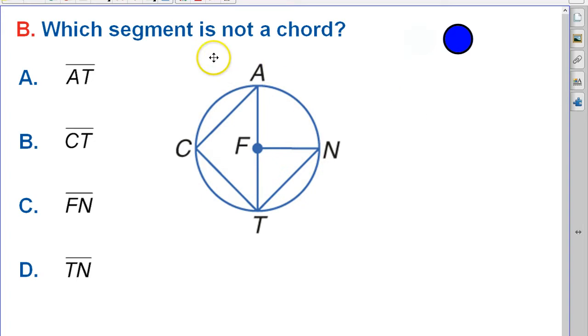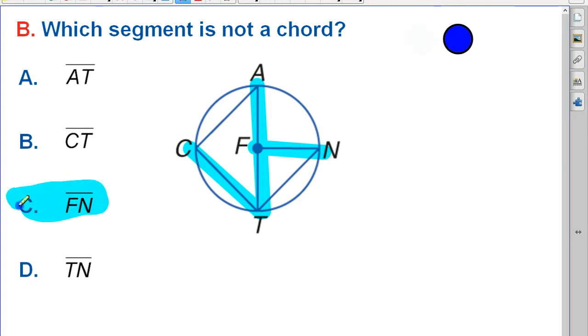Okay, so for this problem, AT is pretty obvious, it's a chord. It goes right from one part of the circle to the other part, so both endpoints are on the circle. CT, yep, both of its endpoints are on the circle. FN, there's our culprit. FN is not a chord, it's a radius. And TN also connects on the circle. So the only one that does not work that way is FN.